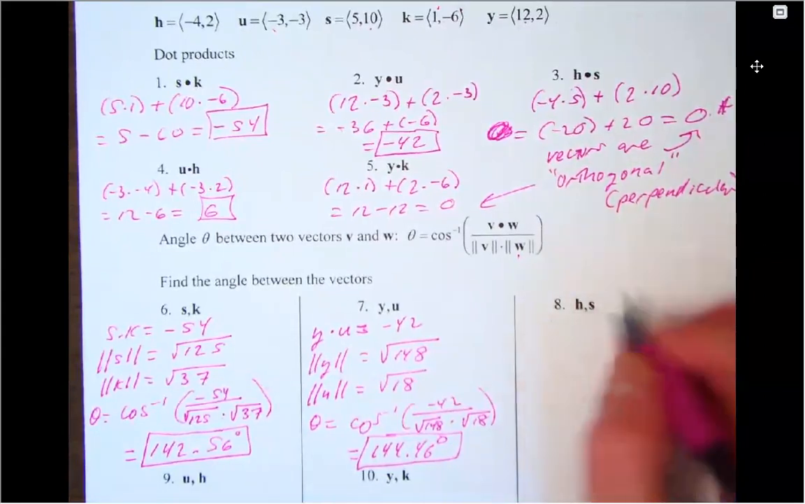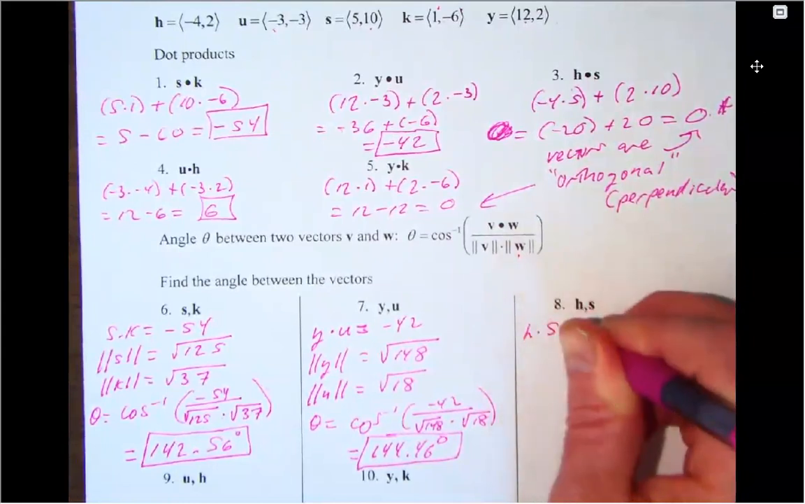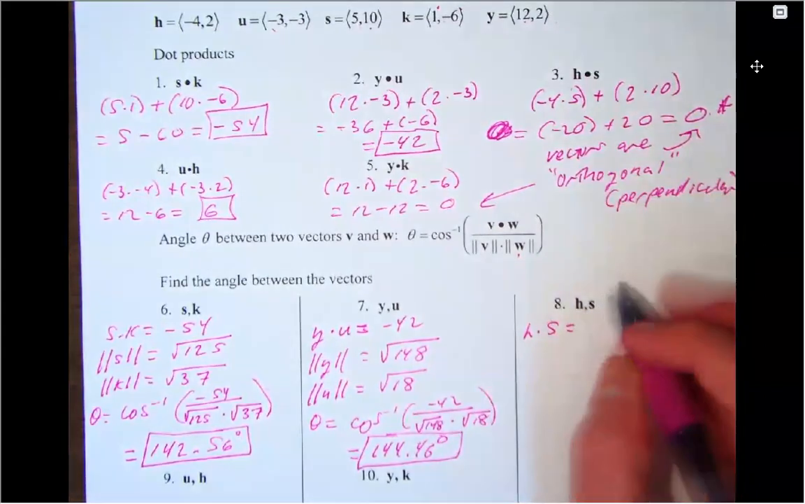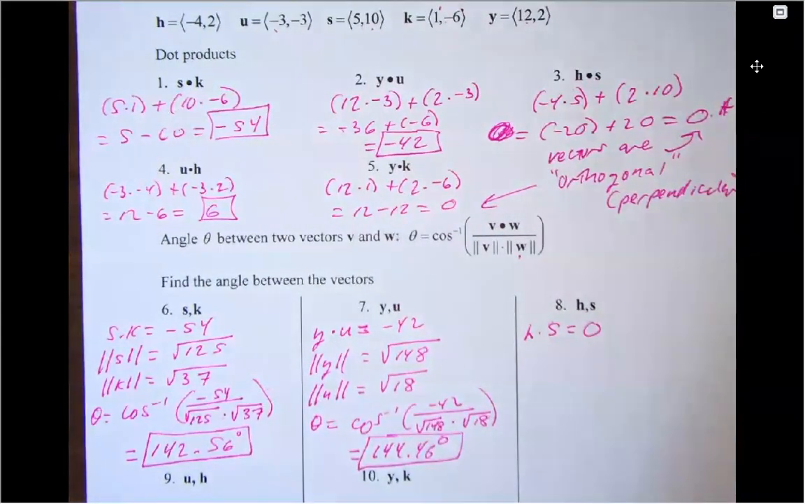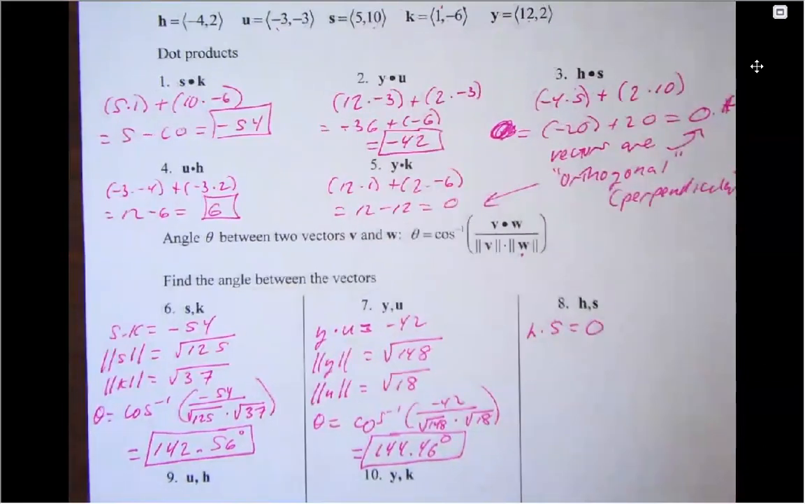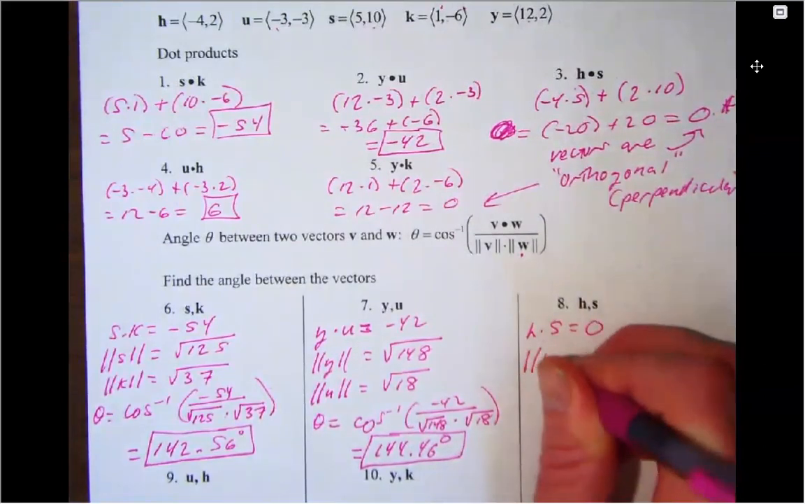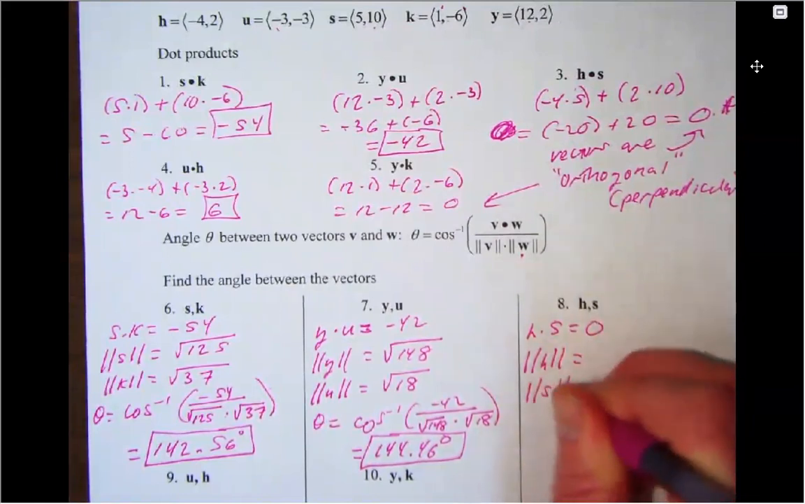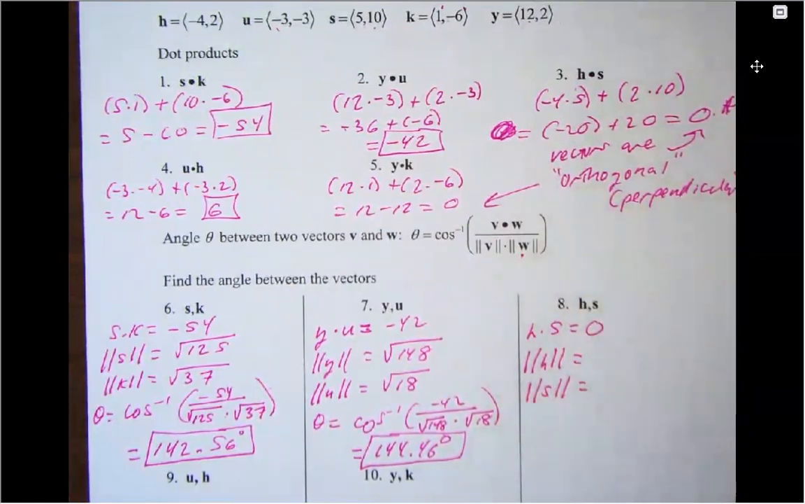Find the dot product, which you already did. So H dot S, I'm going to let you do this. I'm just going to do the first 3 things. So H dot S, we already found it was 0. By the way, since you know the dot product is 0, you can actually skip this work and just write what the angle is if you remember what perpendicular means. If you don't remember what perpendicular means, then you've got to do the work. Magnitude of H, magnitude of S, and then you can find your theta.